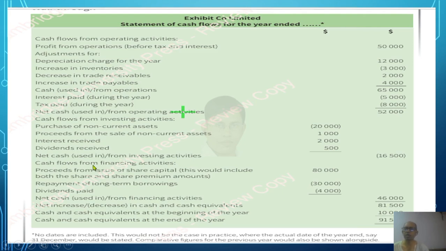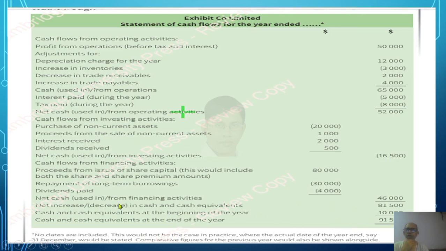Then the next one is cash flow from financing activities: proceeds from issue of share capital, repayment of long-term borrowings, dividend paid. All these will be either added or subtracted. That will give you cash flow from financing activities. If you add all the three, that is cash flow from operating activities, cash flow from investing activities, and cash flow from financing activities, the net amount will be the net increase or decrease in cash and cash equivalents.